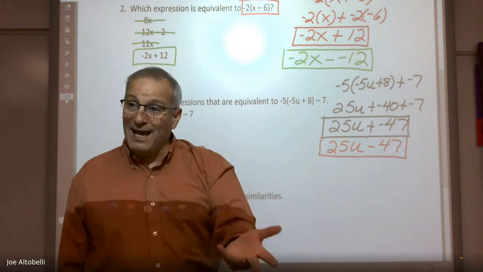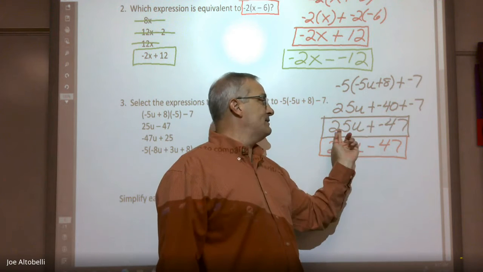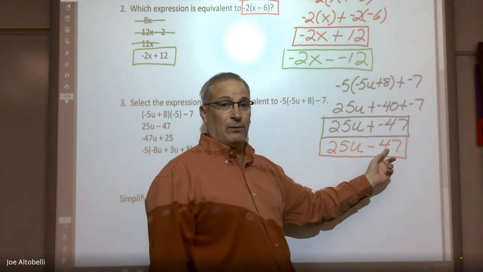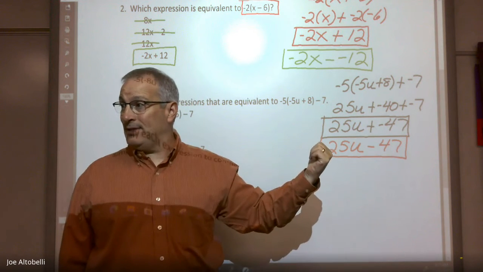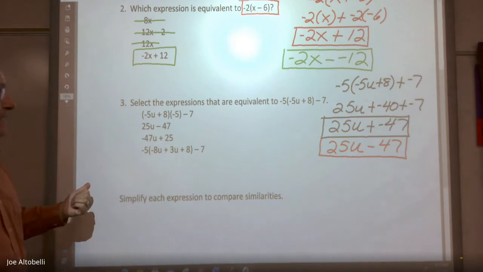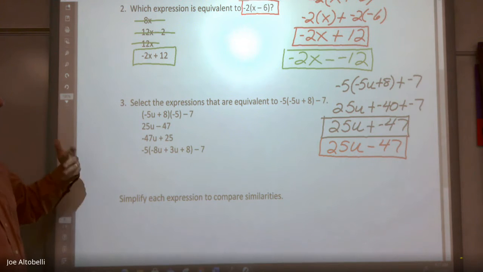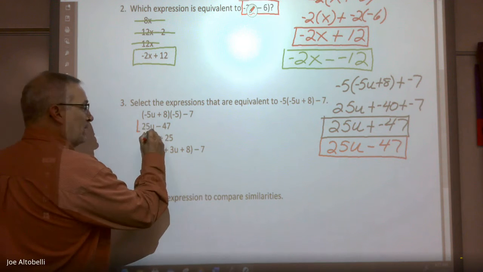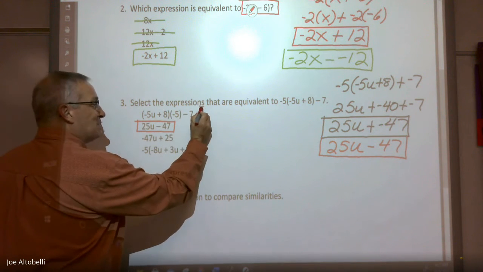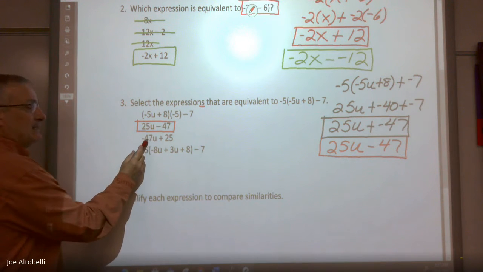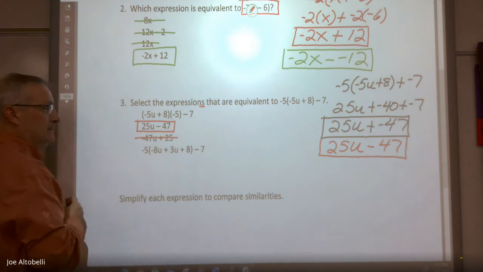So here now we have either of these two. Again, when you get done, you need to recognize that 25u plus a -47 is the same as if I just had -47. You need to recognize that. Okay? Now you look over here, and do we have a 25u plus a -47 or a -47? Yes, I do. This one, right? But it said expressions. That implies there's more than one. Okay? Because this is a -47u, I know it's not that one.